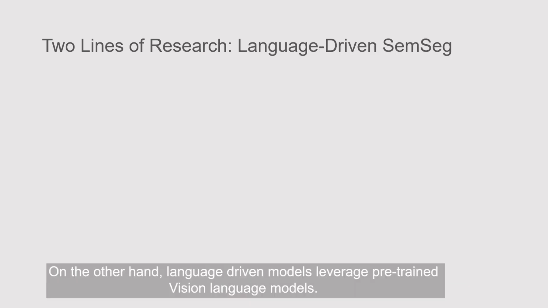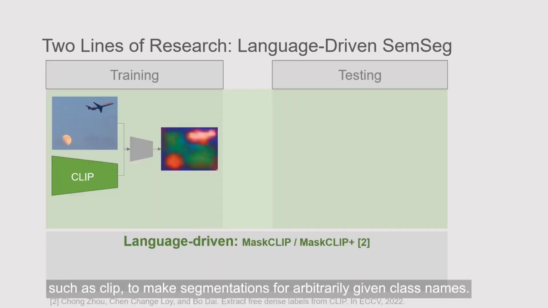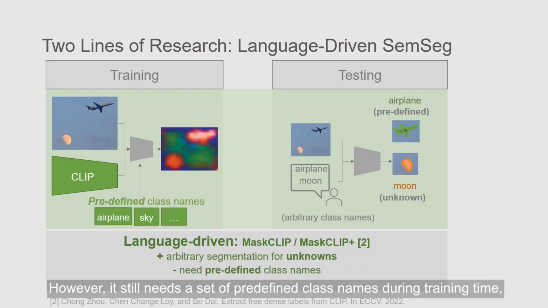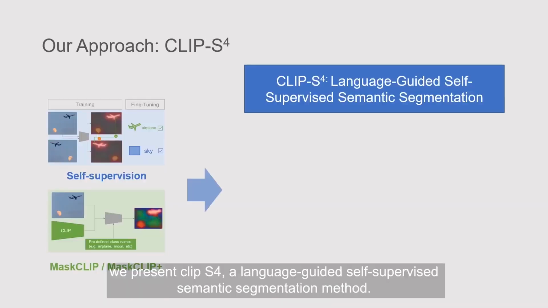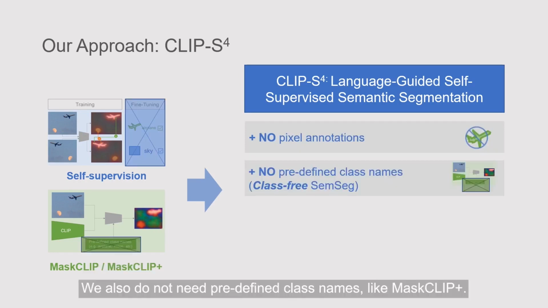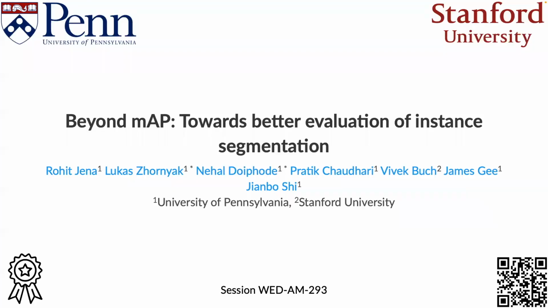On the other hand, language-driven models leverage pre-trained vision language models, such as CLIP, to make segmentations for arbitrarily given class names. However, it still needs a set of predefined class names during training time. We present CLIP-S4, a language-guided self-supervised semantic segmentation method. Our method does not need pixel annotations during training or fine-tuning. We also do not need predefined class names, like MaskCLIP+. Finally, we can conduct arbitrary segmentation.